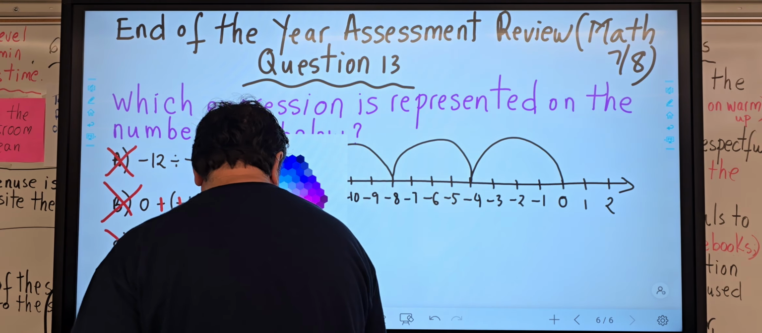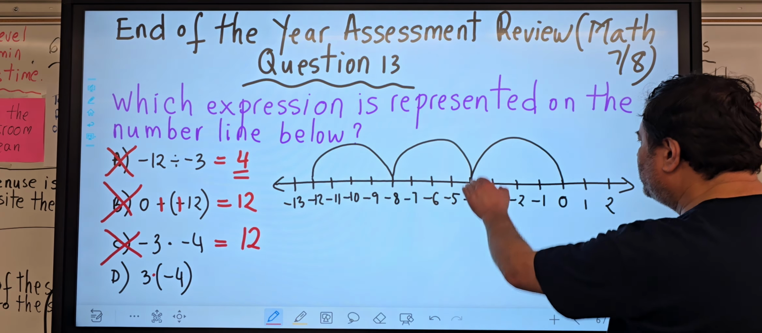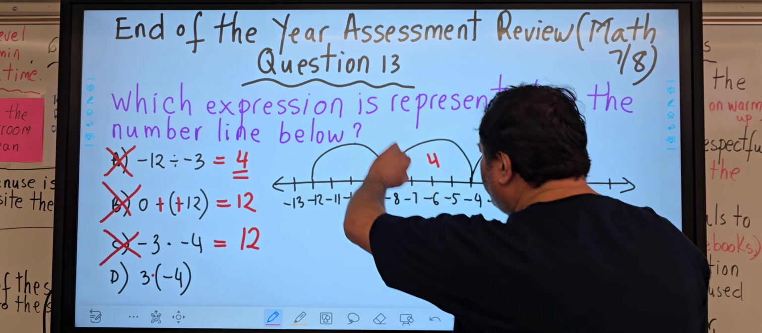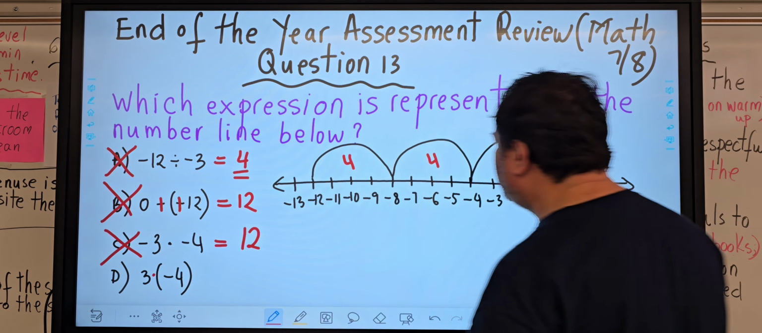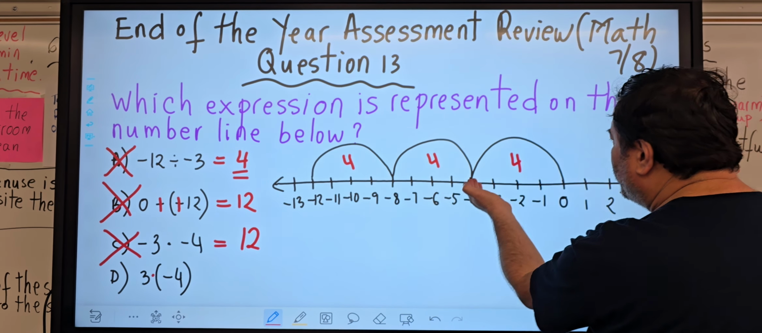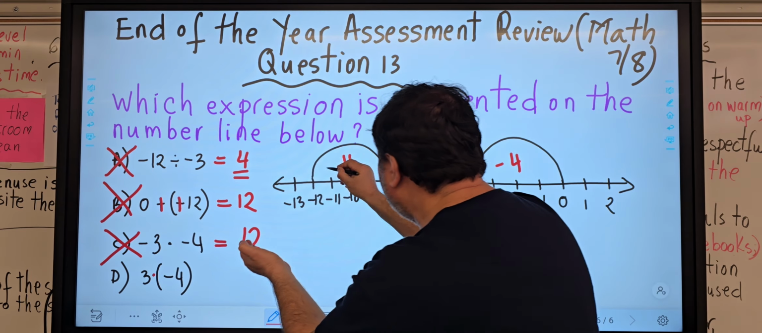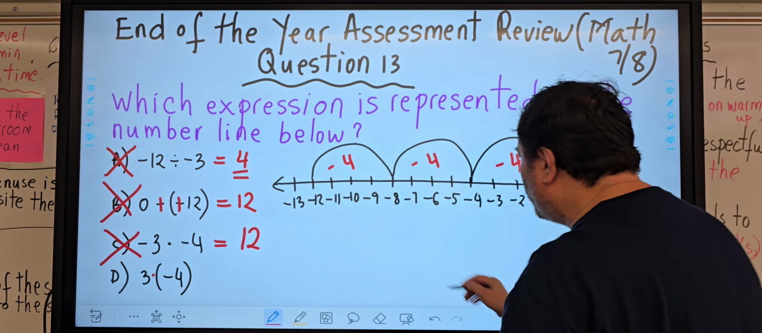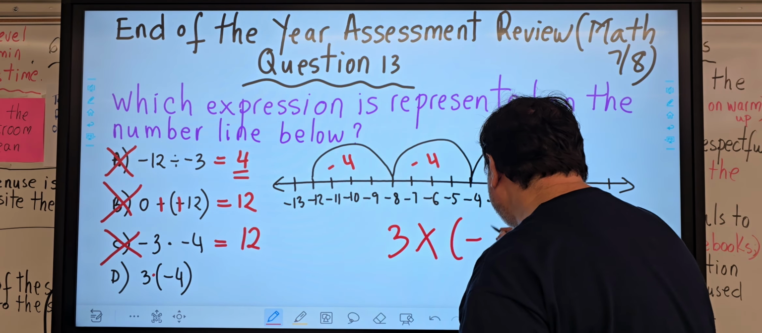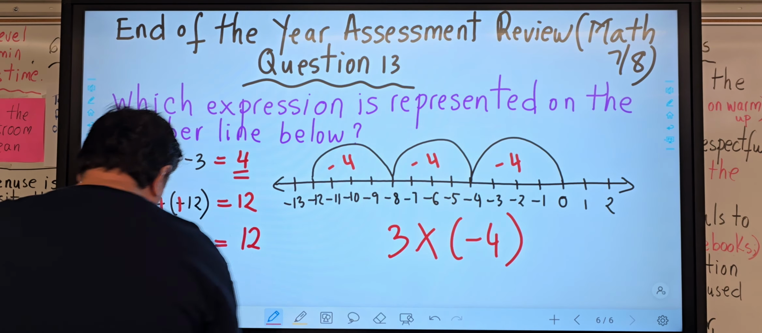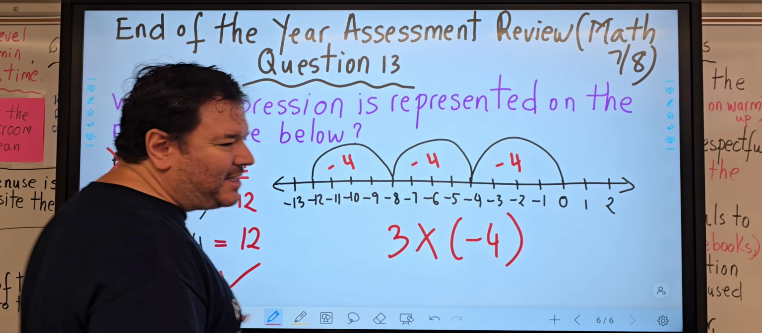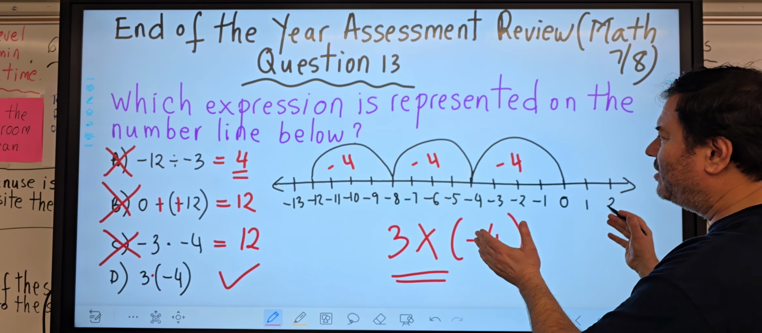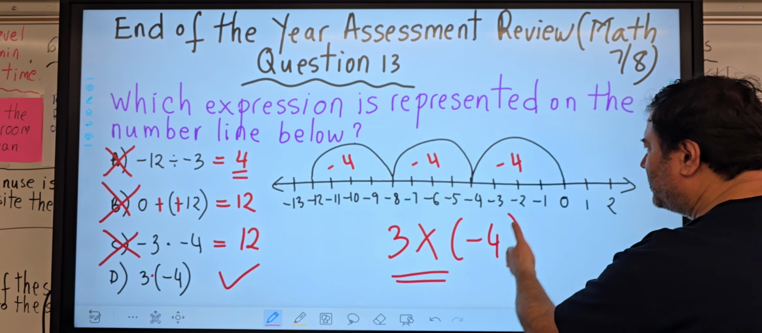We want to make sure you guys understand that here we jumped 4 units. Here we jumped another 4 units. And from -8 to -12, we jumped another 4 units. Right? But -4 units, -4 units, and -4 units. 3 times -4. And that's what we have here. 3 times -4. So D is the answer. This makes more sense if we look at this problem. D makes more sense. 3 times -4.